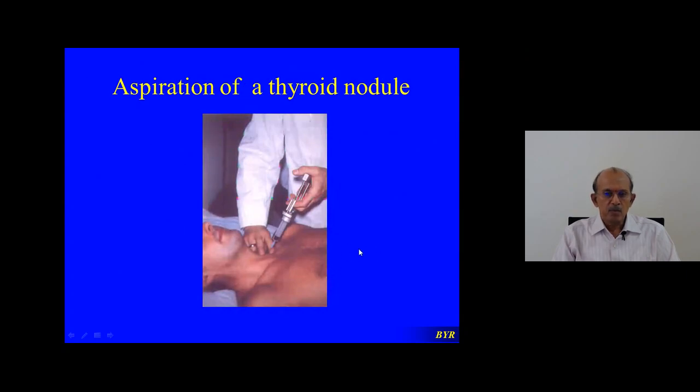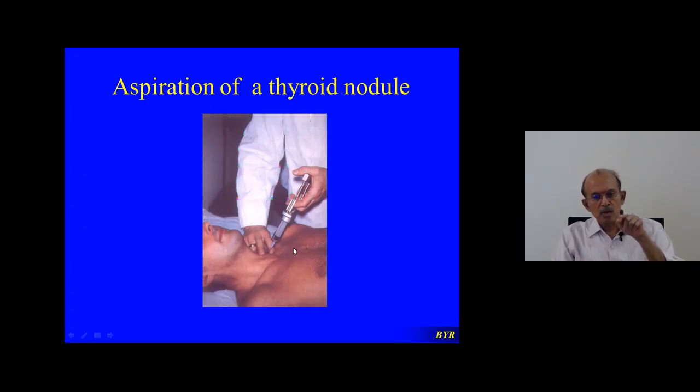So what you do is, you take a 20 ml syringe and you steady the nodule between your two fingers, pass the needle into the thyroid gland, and you aspirate. While you are aspirating, you move the needle in 3 or 4 directions. That means you want to sample the whole thyroid nodule, not at one place.